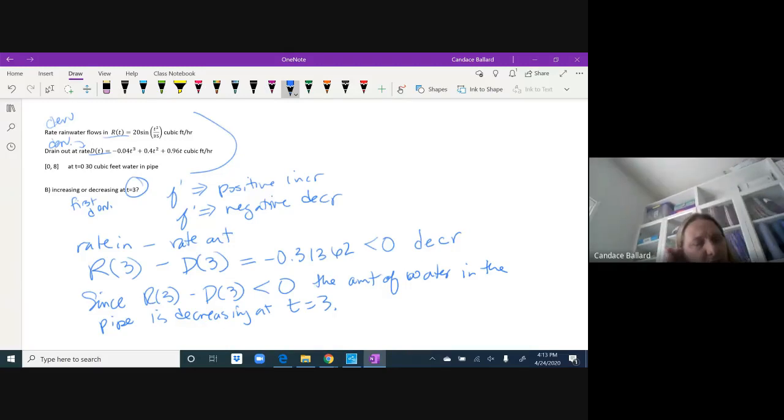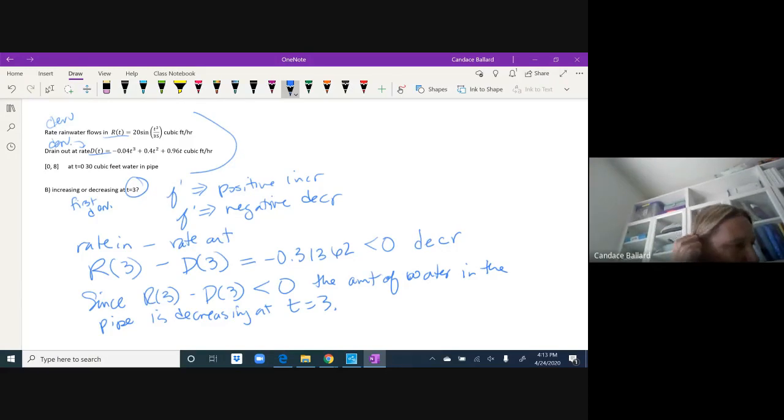Any time they ask us to justify, there's usually a time involved. You always have to state the time. If there's an interval, you always have to state the interval. Okay. So that's what that reasoning should look like. Any questions up to this point so far?